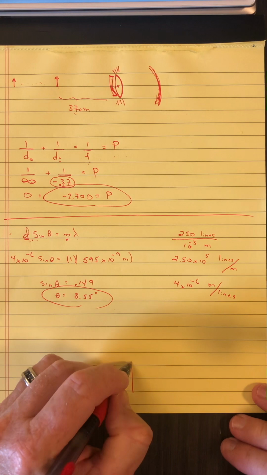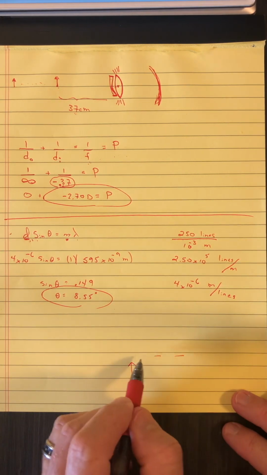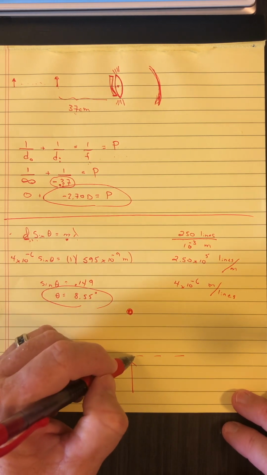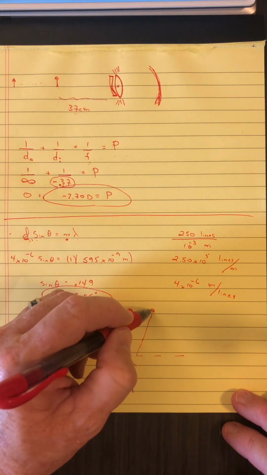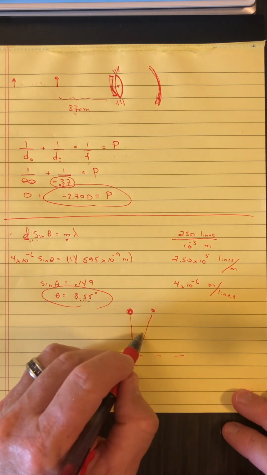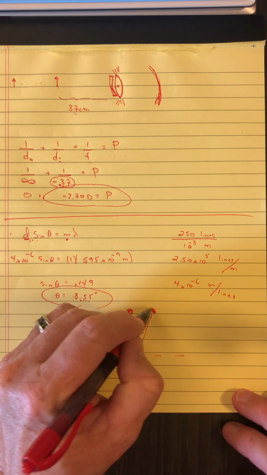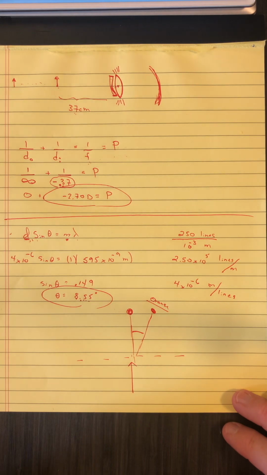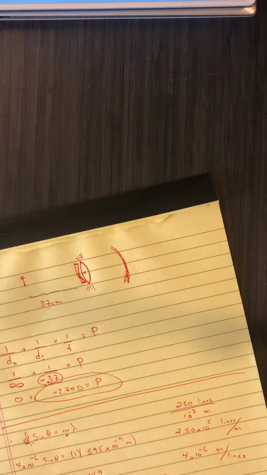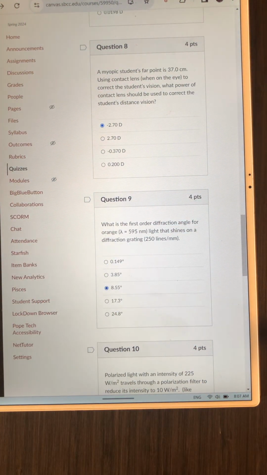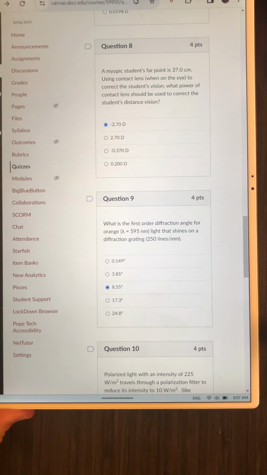And so if we had the light coming in and we had this diffraction grating, there would be the main beam right there, but then off at an angle of 8.55 degrees would be this orange color. And I hope that's one of my options here for number 9. Let's see, number 9. Yeah, it looks like C is my option there. Okay, good.